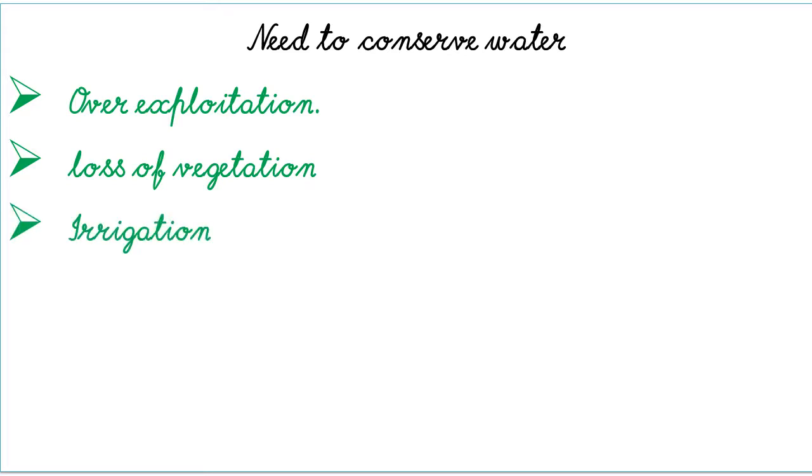Irrigation. Irrigation uses more than 90% of total fresh water. Therefore, we have to adopt new techniques for irrigating the farmlands which need much less water, such as drip irrigation.